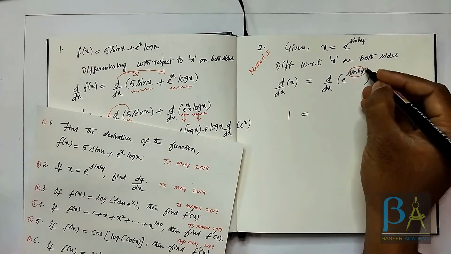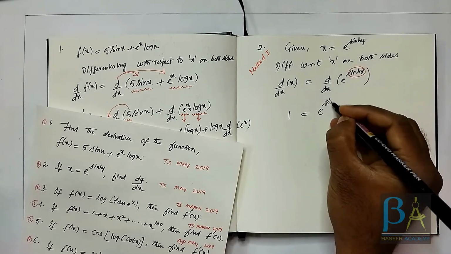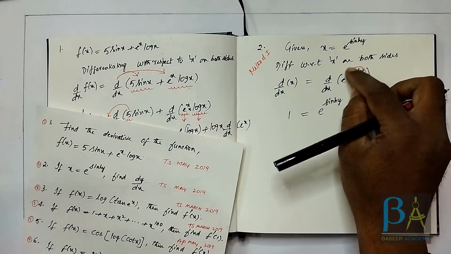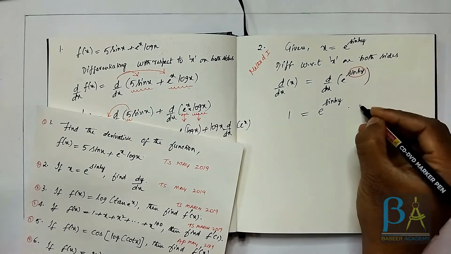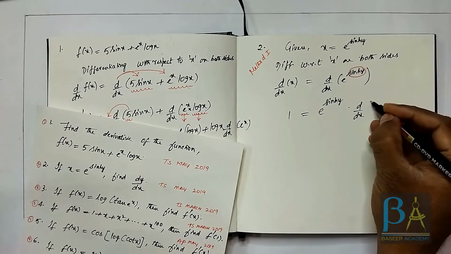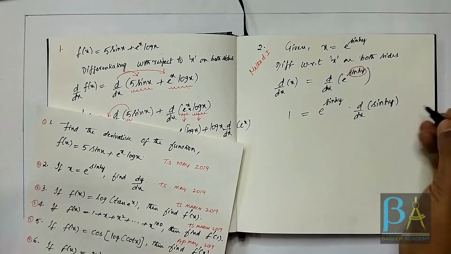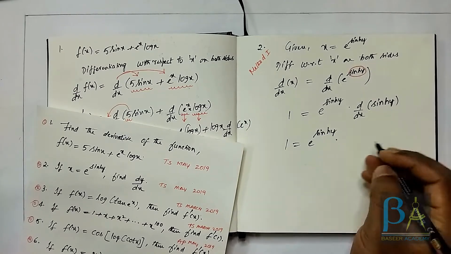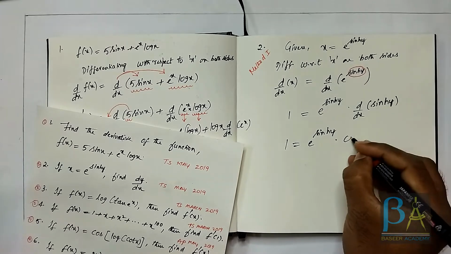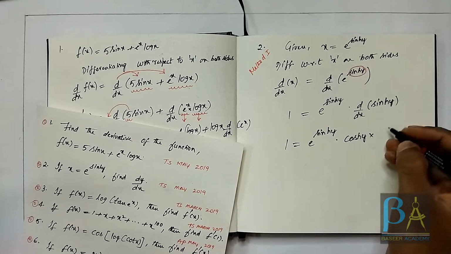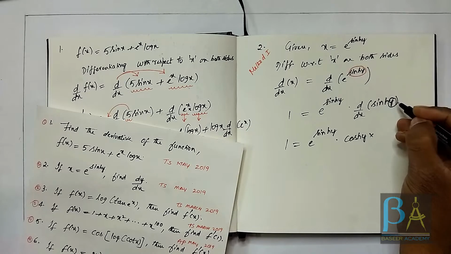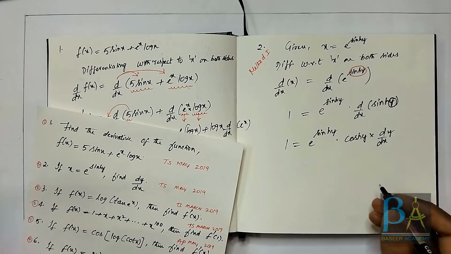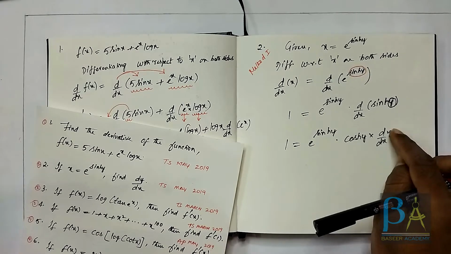Now d by dx of e power x is nothing but e power x itself. But then sinh y is not x in reality. So you have to differentiate this as well as per the chain rule. So let's differentiate sinh y. Sinh y is a hyperbolic function. Now e power sinh y into d by dx of sinh y is cosh y. And then we have to differentiate this y here. As per the chain rule, you have to differentiate y here. So this is how you end up getting the value of dy by dx.